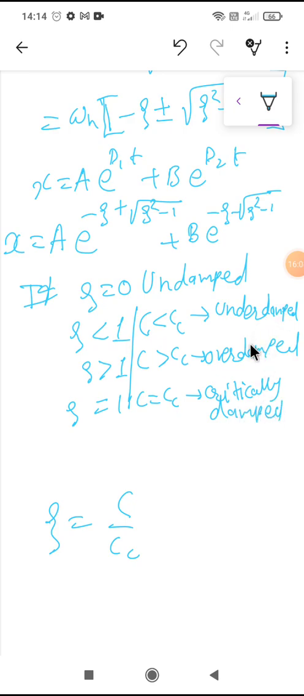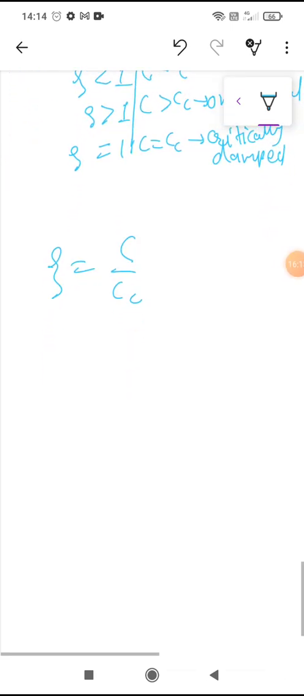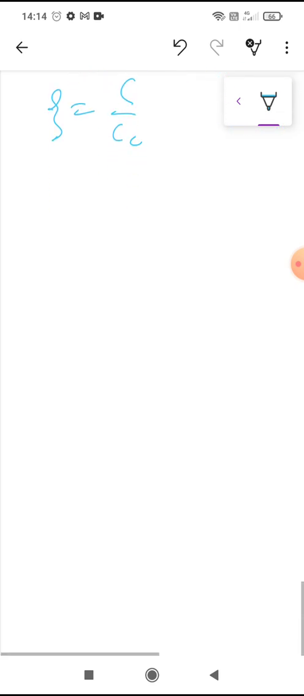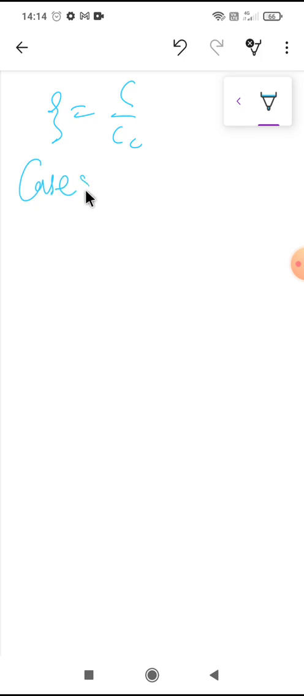So this means the system is critically damped. So we will see the cases one by one. I will start with the first case, that is the underdamped system.